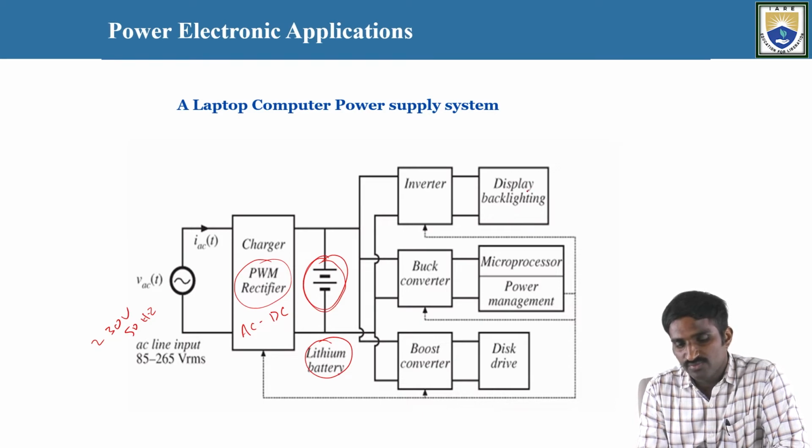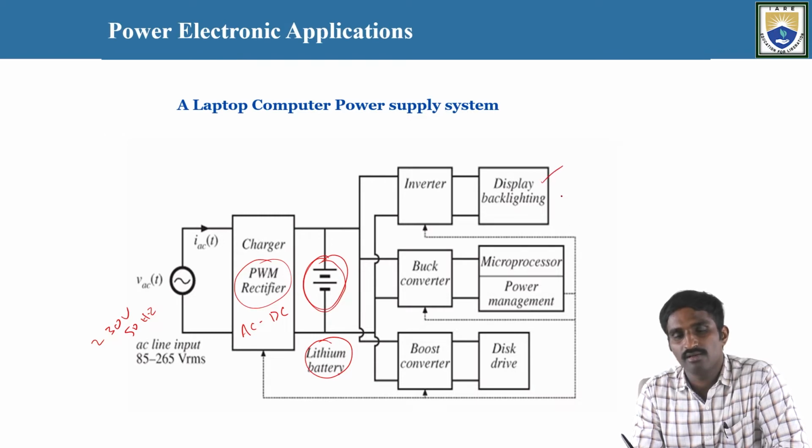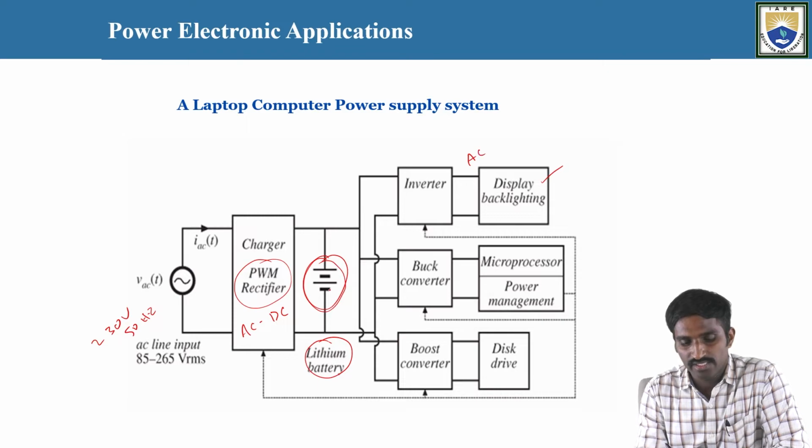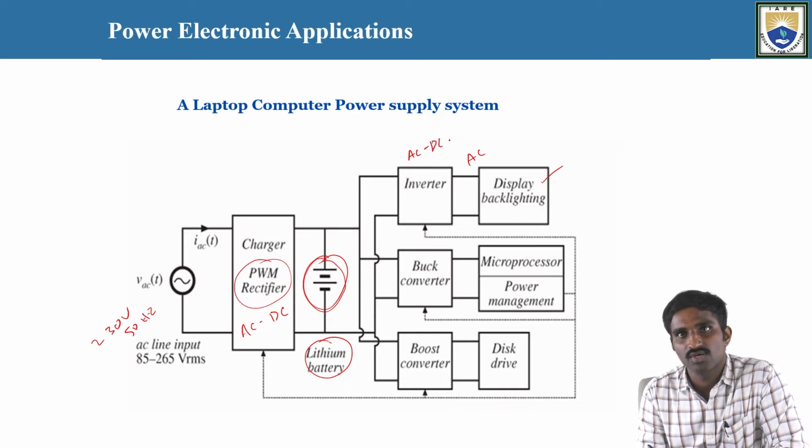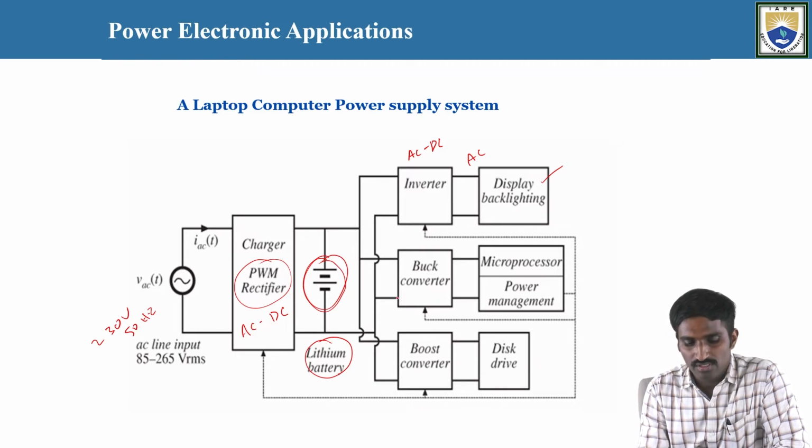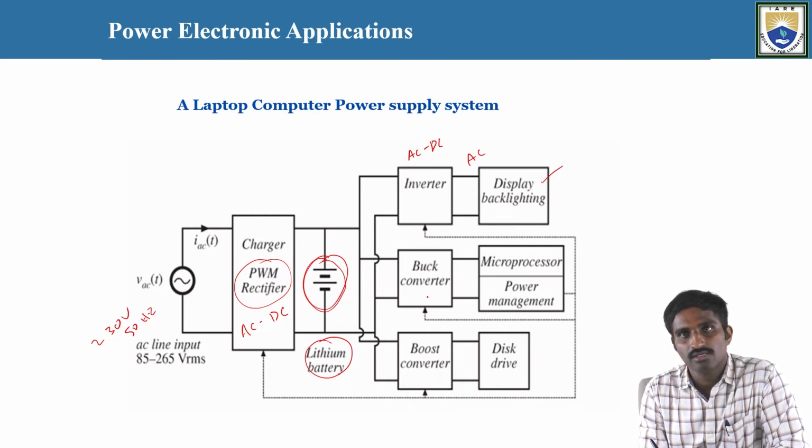But here there are different components. Let me consider this is the display backlight. This display backlight needs AC supply, but the battery output is DC supply. So here we can use an inverter, which converts DC to AC. And here the microprocessor or the power management may need a buck converter, because the voltage produced from these batteries may be high, but the microprocessor needs very little voltage, let me consider 5 volts.